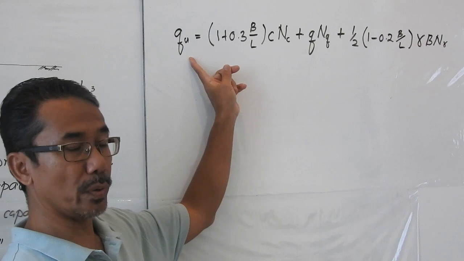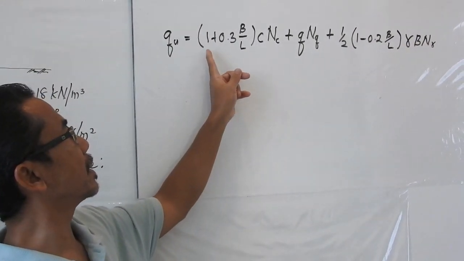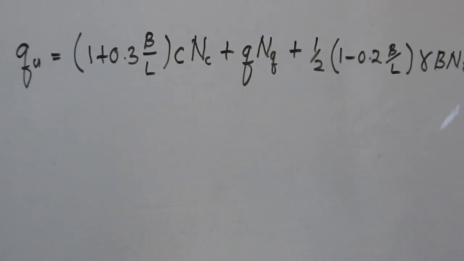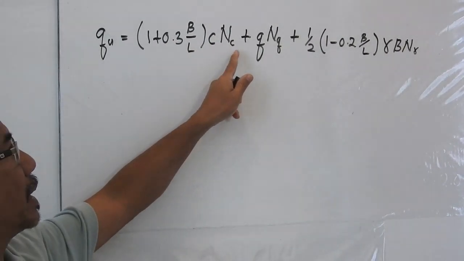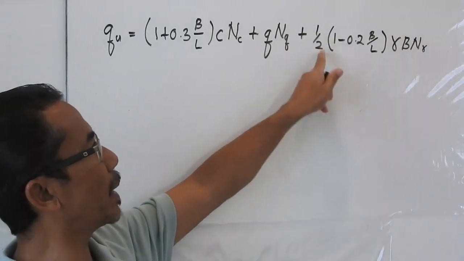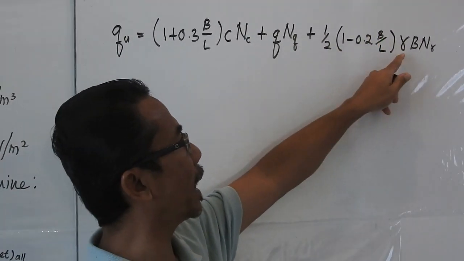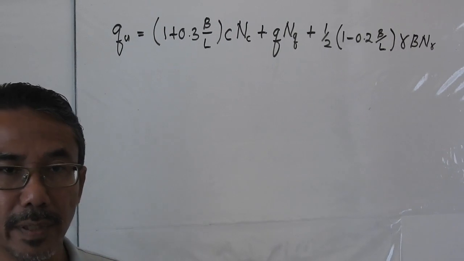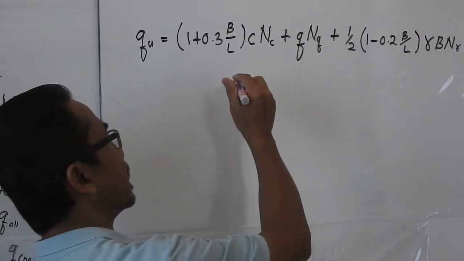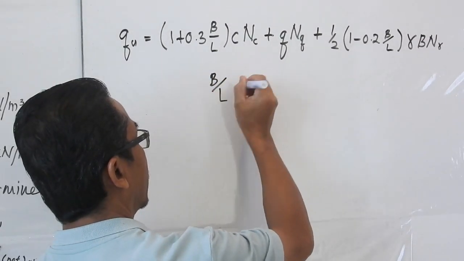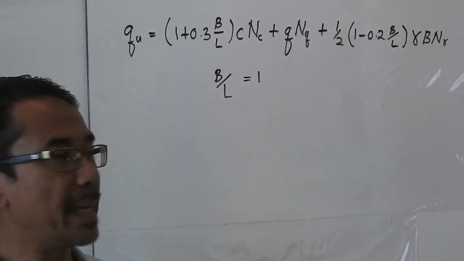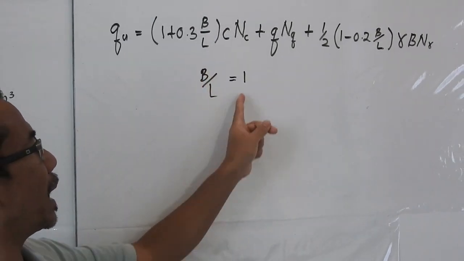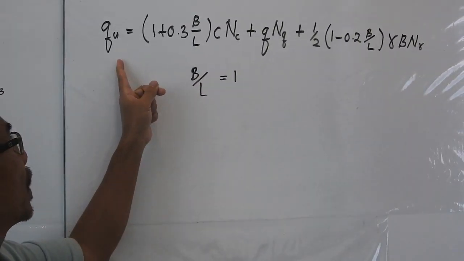Okay. So q sub u, the ultimate bearing capacity, is equal to (1 plus 0.3 B over L) multiplied by c N sub c, plus q multiplied by N sub q, plus 1/2 multiplied by (1 minus 0.2 B over L) gamma B N sub gamma. So this equation is for rectangular footing. Since we have square footing, in this case B over L is equal to 1, meaning the width and the length are equal. Okay? So when we have B over L equal to 1, we have to rewrite this equation.